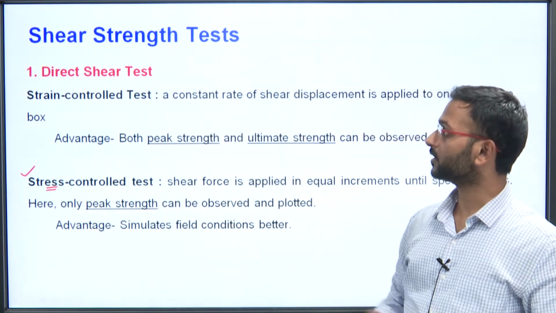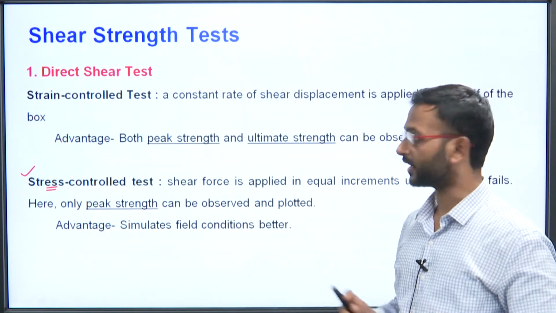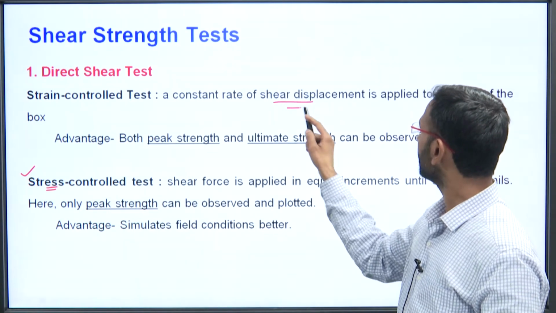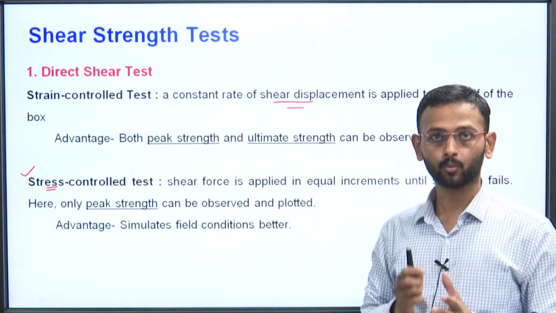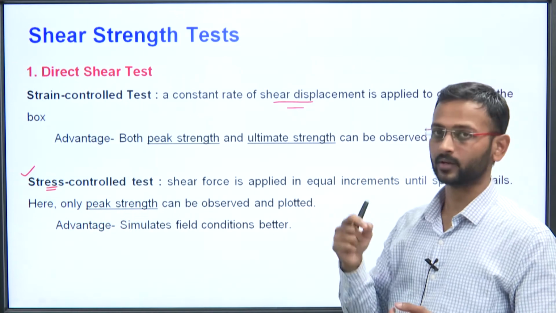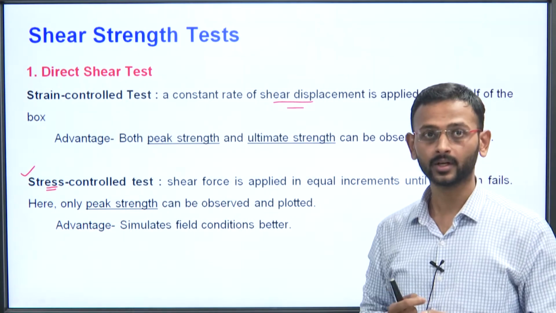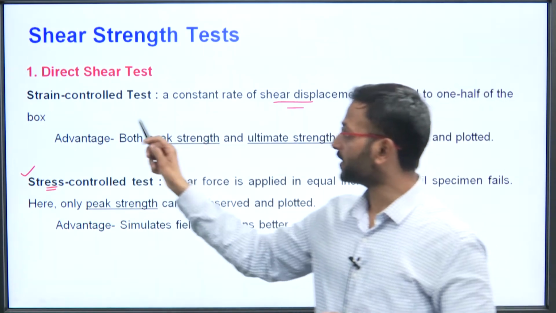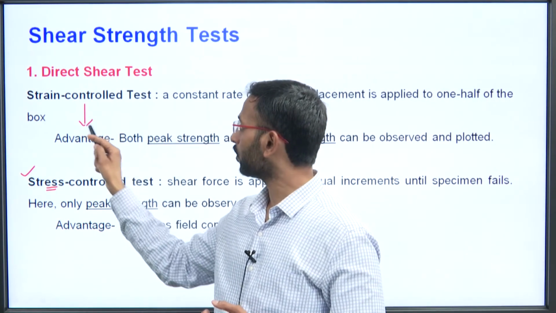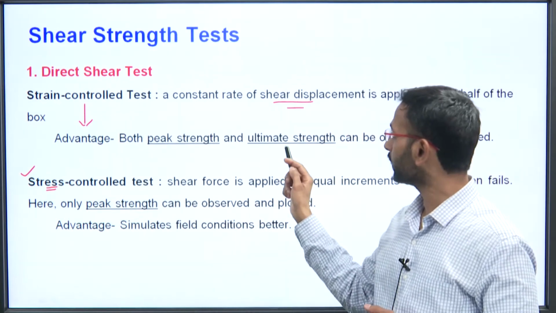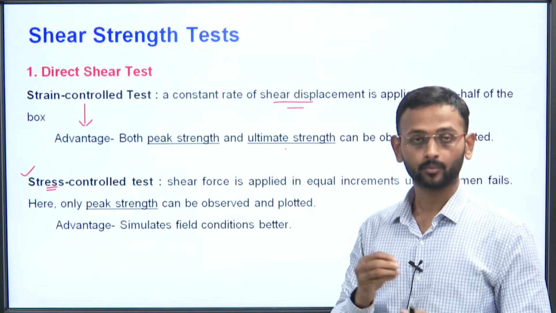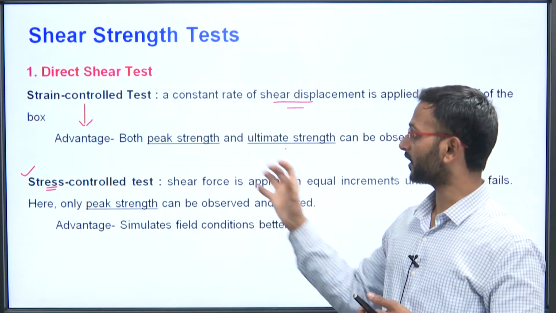So see here, in this strain control test, a constant rate of shear displacement is applied to one half of the box. That is which half? That is the lower half. We are moving at a constant rate of shear displacement. What happens in this? The peak strength is obtained, and the ultimate strength is also obtained. That means it can be observed via the graph.